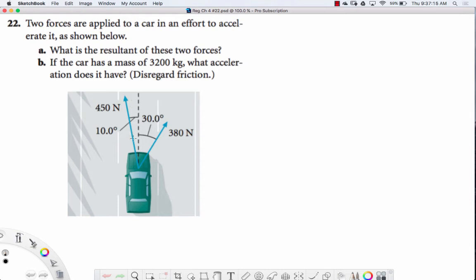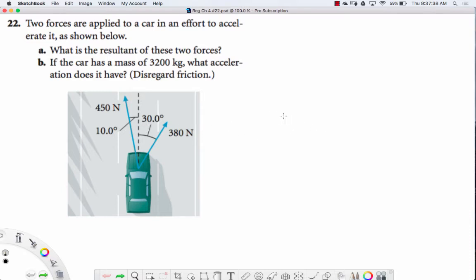Okay, so we have two forces acting on this car. One force is 380 newtons at a 30-degree angle. The other force is 450 at 10 degrees. The first question is, what is the resultant of these two forces? So this is vector addition. We're going to take these two vectors and simplify the two vectors into one.